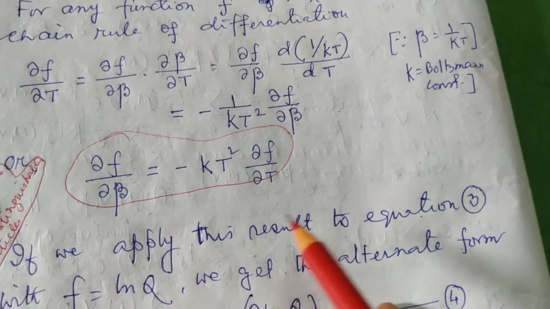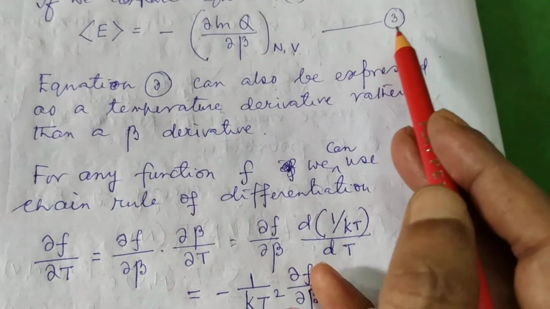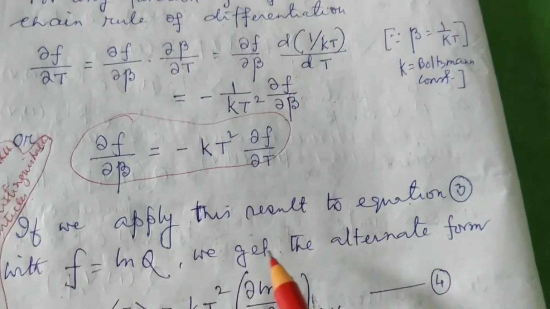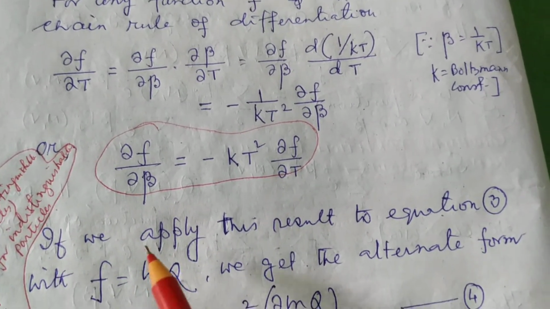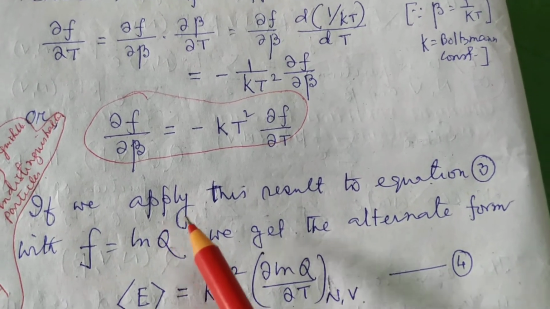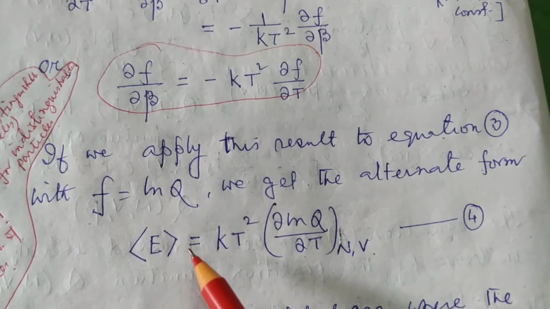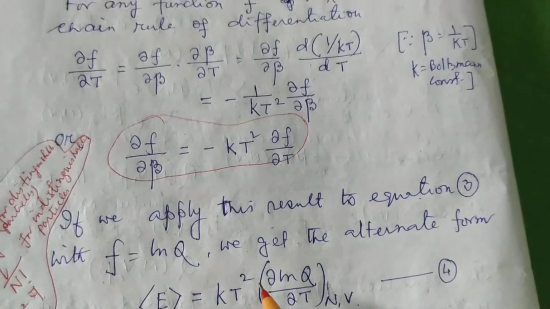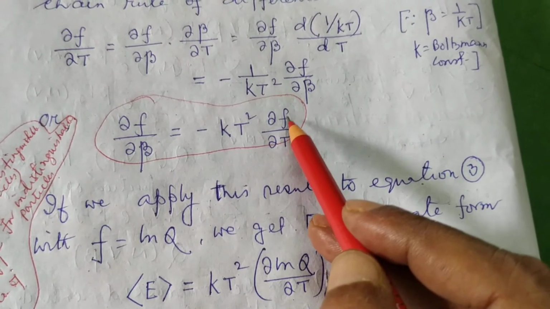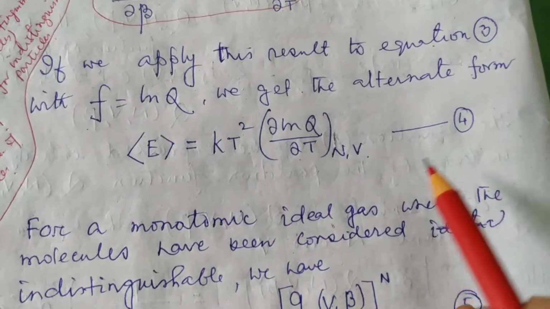Now if we apply this result to equation 3, taking f equals ln Q, we get the alternate form, that is, average energy equals kT squared del ln Q by del T at constant N,V. The minus signs cancel, giving a plus. This is equation number 4.